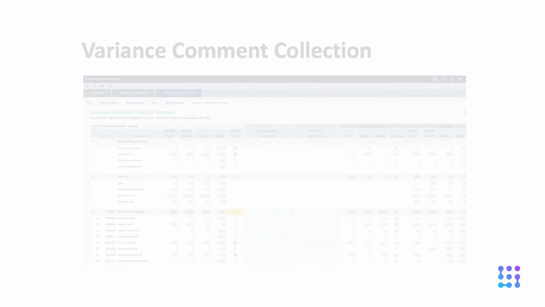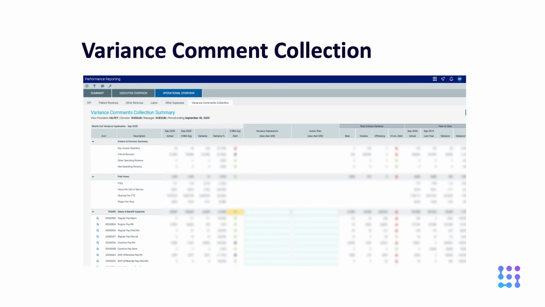This is the most important part of it, though, the variance comment collection tab. What we're using still here is the 3-month moving average for the month. And we do ask leaders to explain any variances that are greater than $5,000 and 5%. So that's plus or minus $5,000, favorable or unfavorable. And what we're doing is we're aggregating all of the salary accounts to just the subtotal row here.